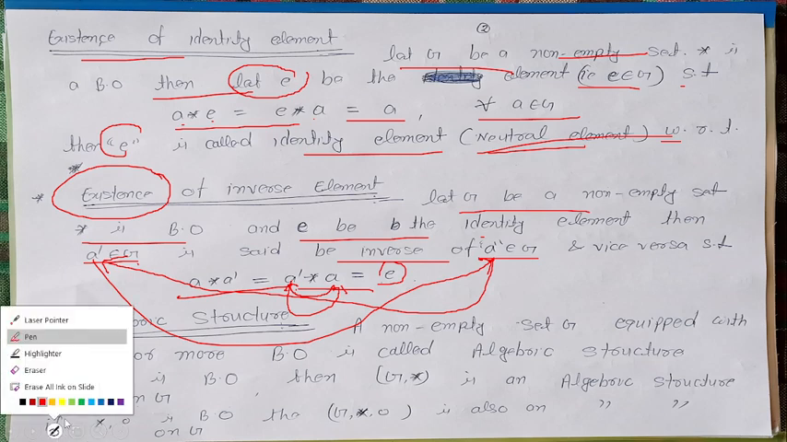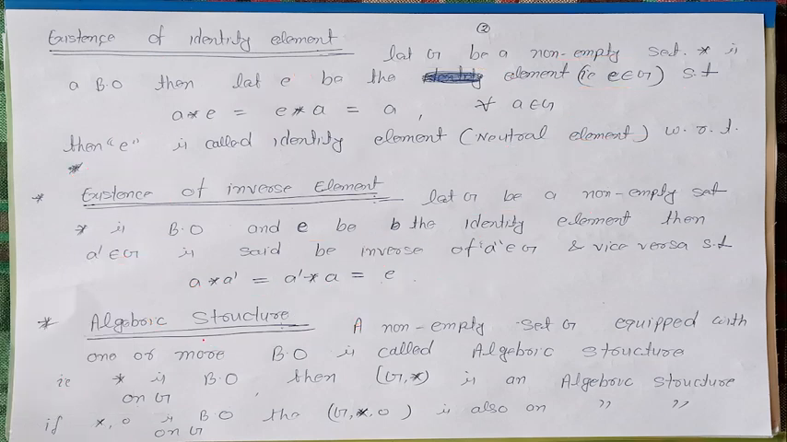Next, we will discuss algebraic structure. A non-empty set G equipped with one or more binary operations is called an algebraic structure, or a star algebraic structure. It means that one binary operation may be involved, two binary operations may be involved, or multiple binary operations may be involved in constructing a structure. Such a structure is called an algebraic structure.